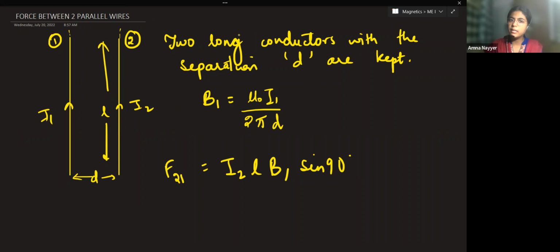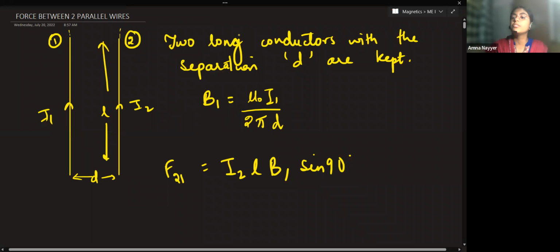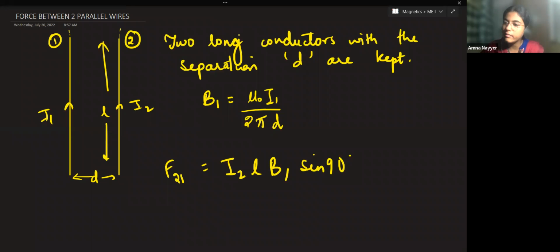Mu naught I divided by 2 pi r is the general formula. So r is small d. You are trying to find out the magnetic field on 2 because of the first one. Magnetic field will be generated because of the first conductor. So that is mu naught I1 divided by 2 pi d. Got it? Now you apply the force that will occur, force on the second wire due to the first one.